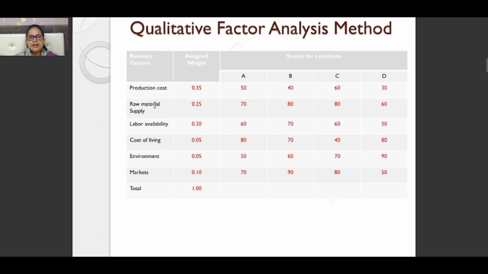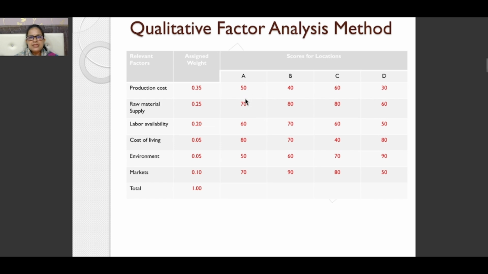Then raw material availability is the next relevant factor to production cost. So we have assigned 0.25. Labor availability is the third criteria. We have assigned 0.20. Cost of living is 0.05. Environmental condition is 0.05. Market availability we have given 0.10. So if you go on adding, the total weight should be 1.